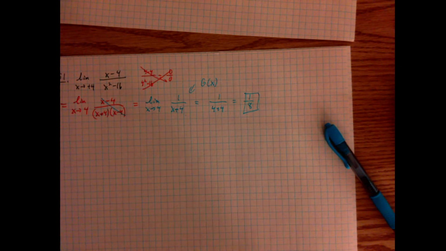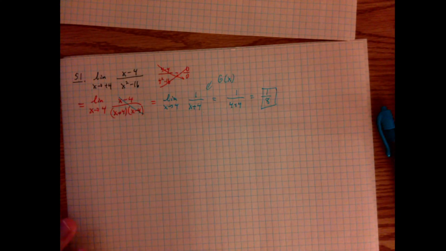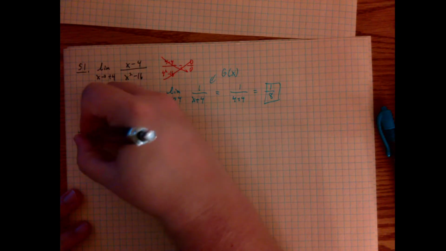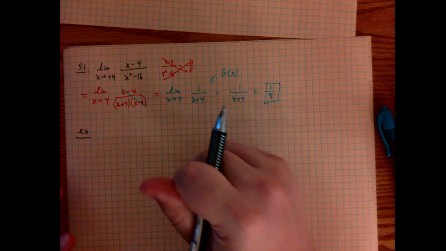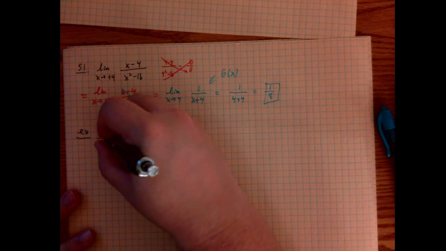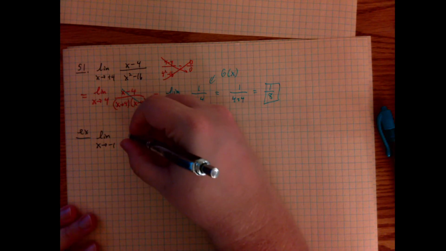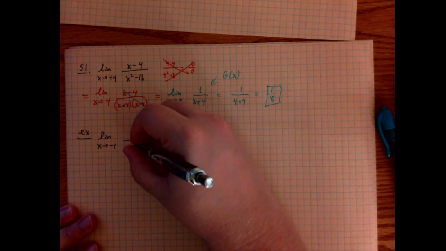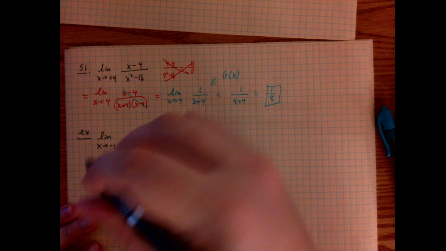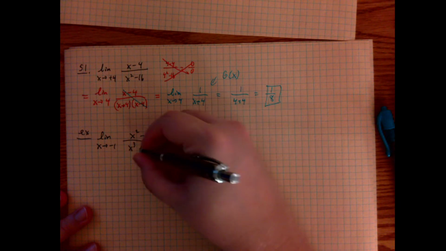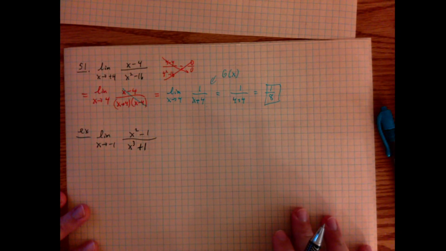Let's do one more. I got a couple minutes to spare. This is not a homework problem. This is just another example. Let me see if I can make one up here. The limit as x approaches -1 of x squared minus 1 on top over x cubed minus 1 on bottom. Sorry. X cubed plus 1 on bottom.